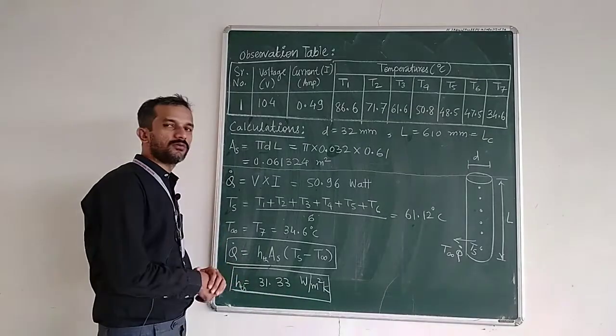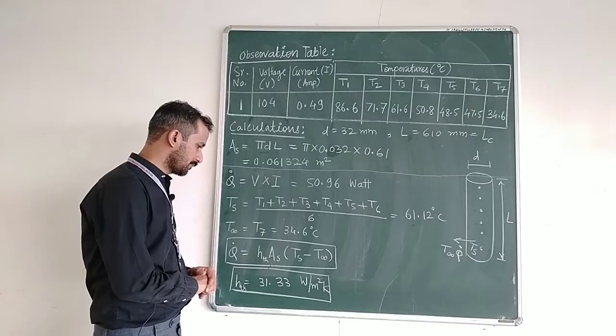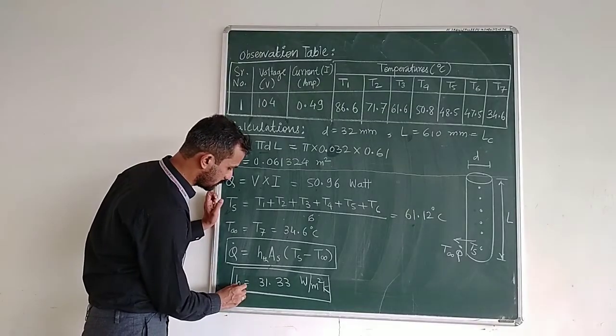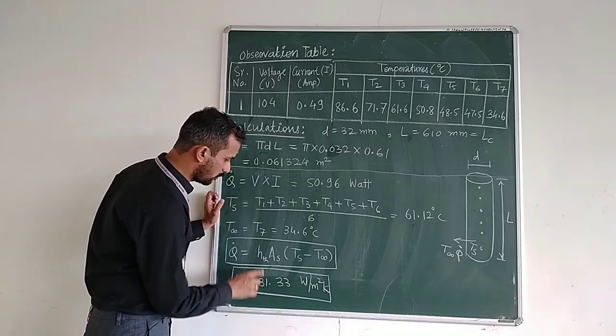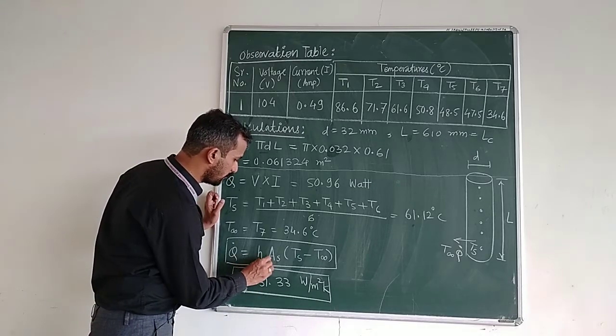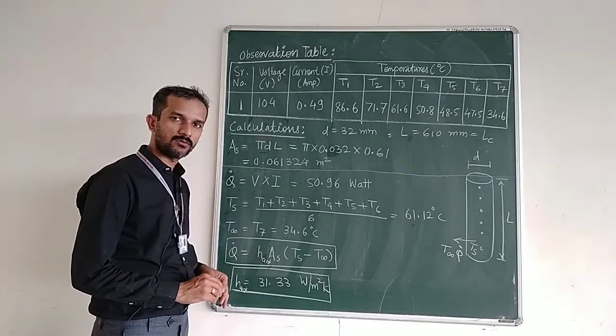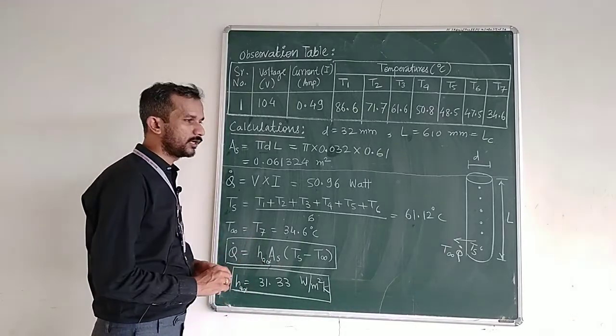This is the one way which we have actually obtained. So this is actually not theoretical, this is the actual heat transfer coefficient. This is what we have got actually. Now with the help of correlations we can obtain the theoretical heat transfer coefficient also. So let us go for correlations now.